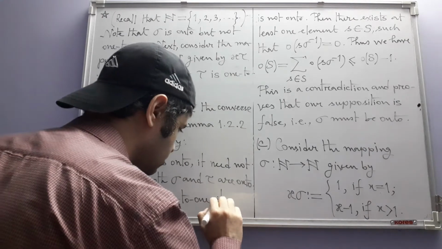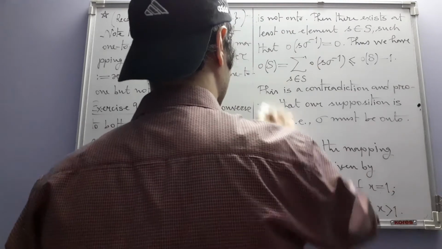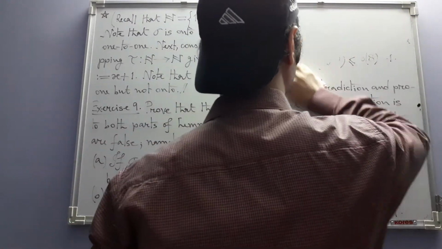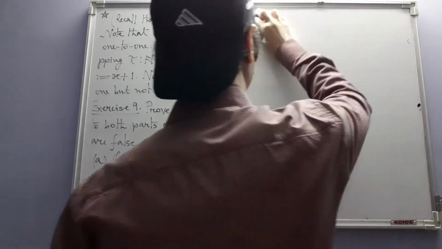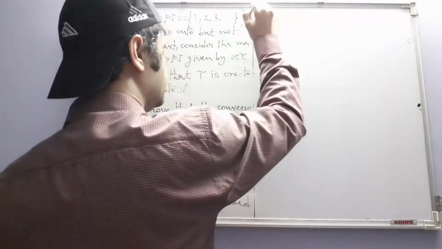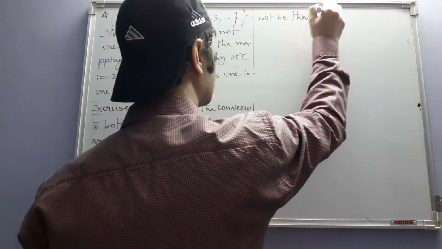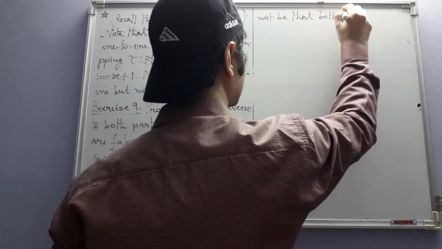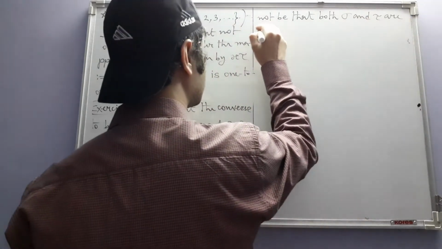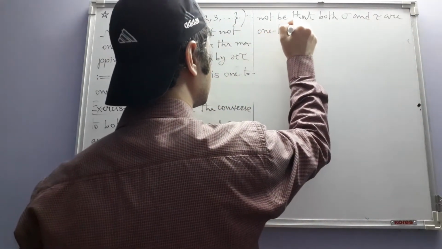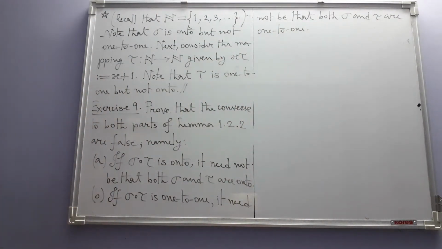One-to-one. It need not be that both sigma and tau are one-to-one. And for this we need examples.